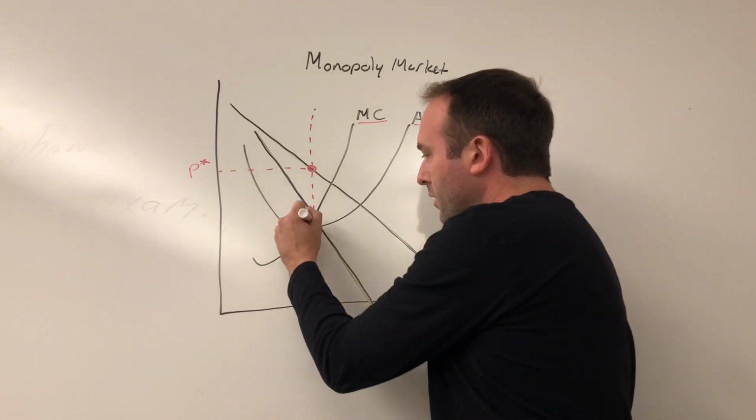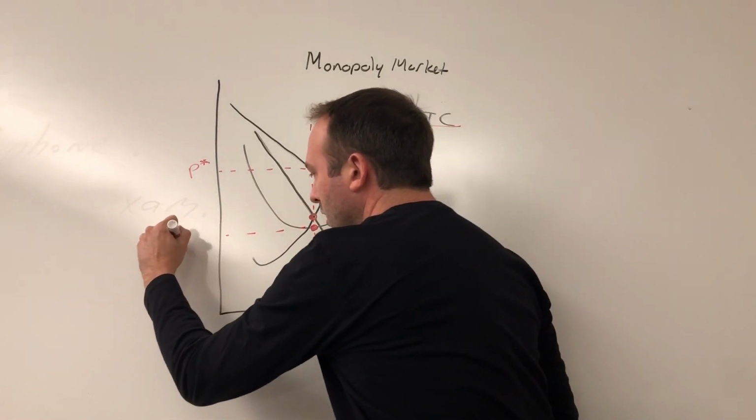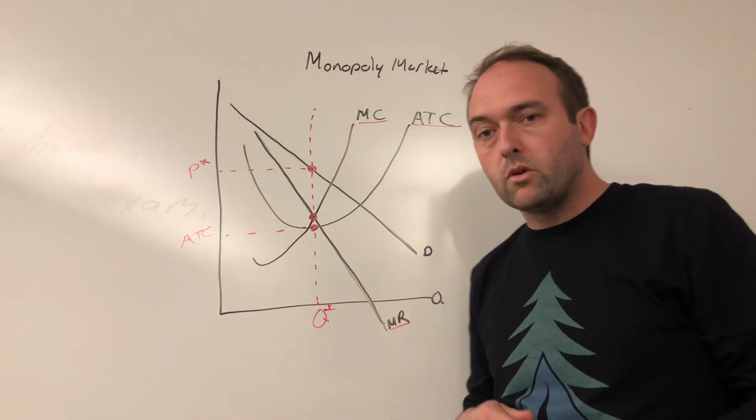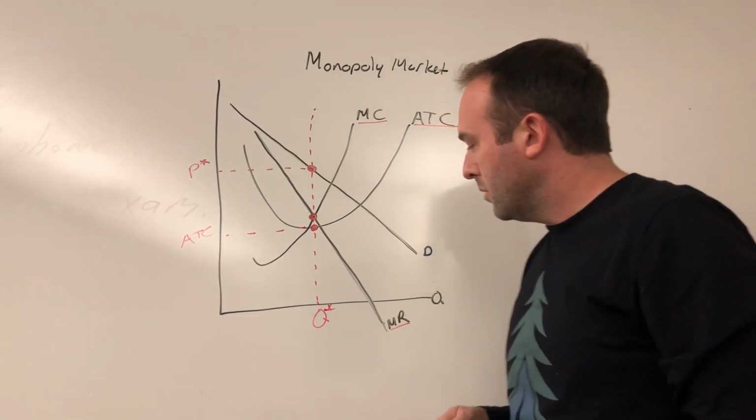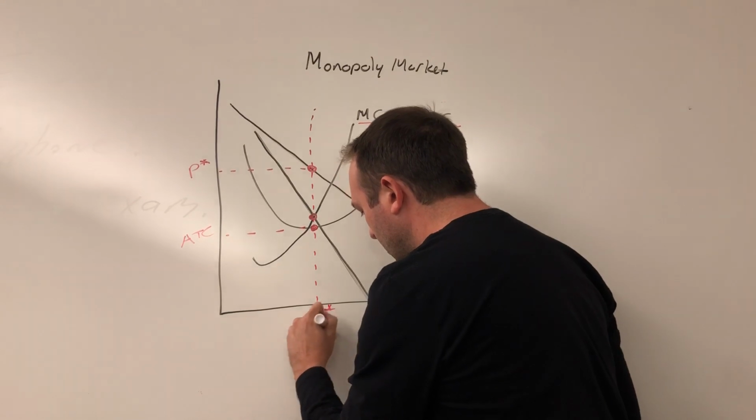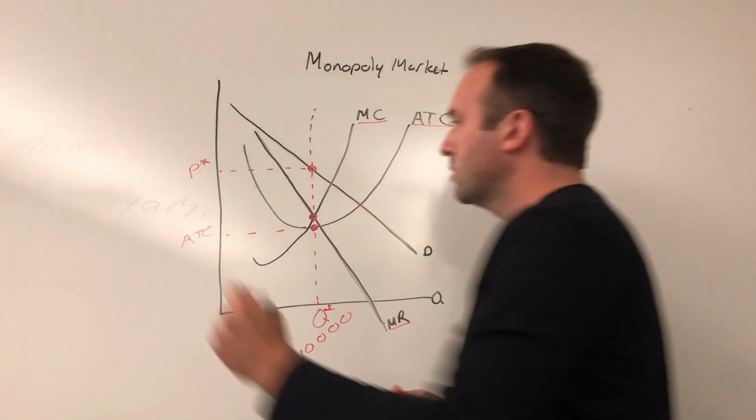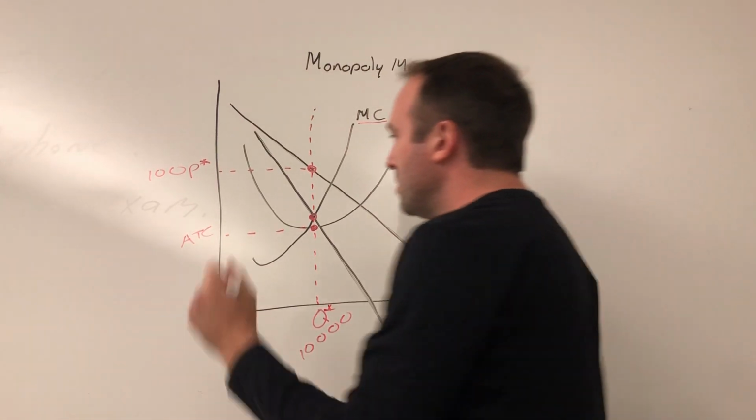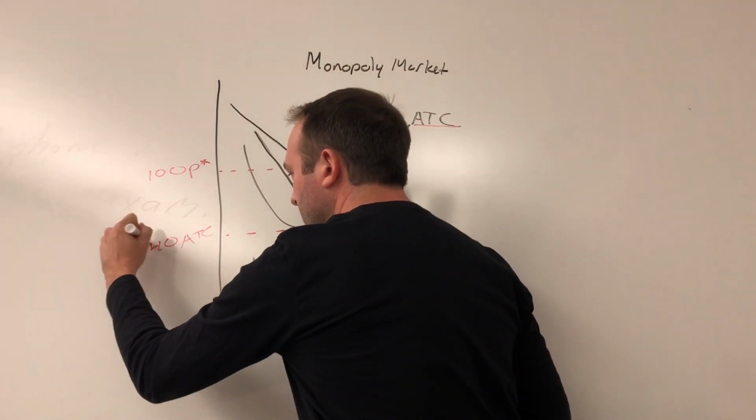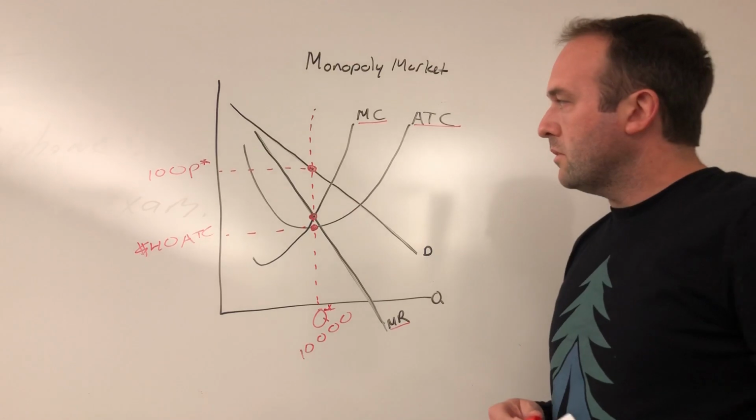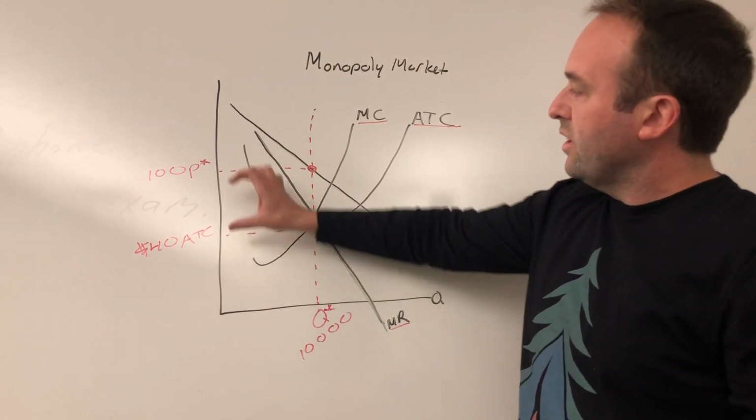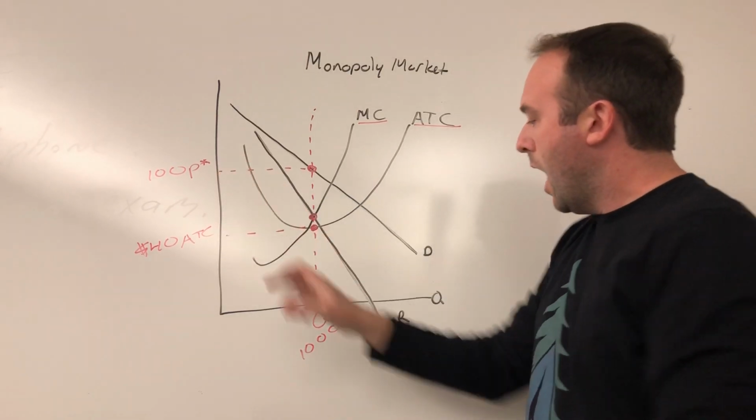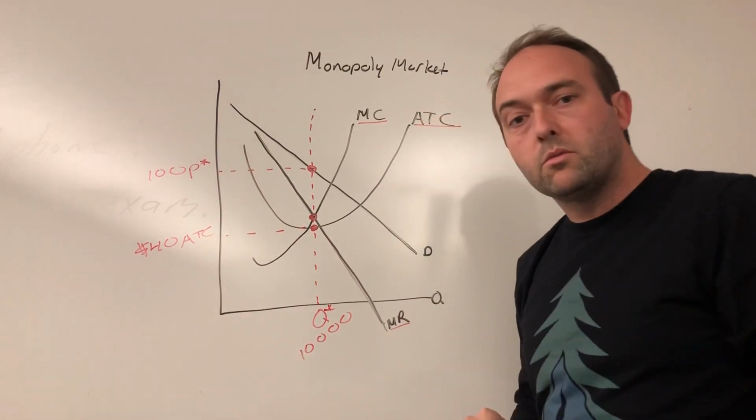Go to the left of that point of intersection and you get your average total cost of production if you make Q star number of units. So let's say this monopolist is going to make 10,000 units of their product. They're going to charge $100 for it, and their average cost per unit is going to be $40 to produce it. So what that means is they're going to make $60 in profit every time they make and sell a product, and they're going to make and sell 10,000 products.